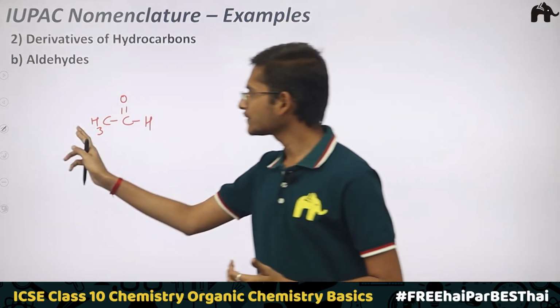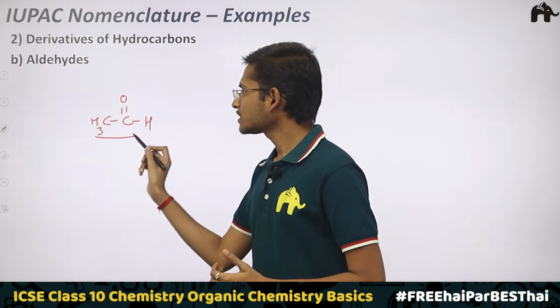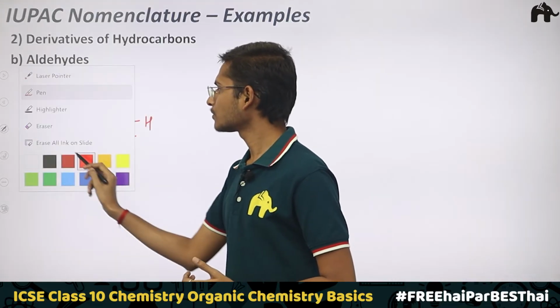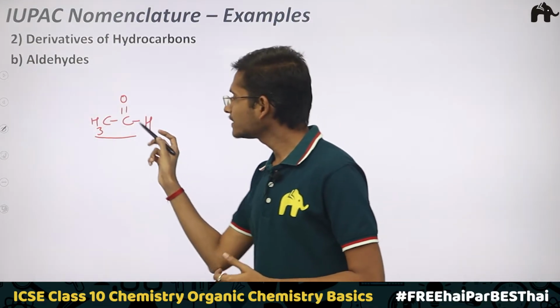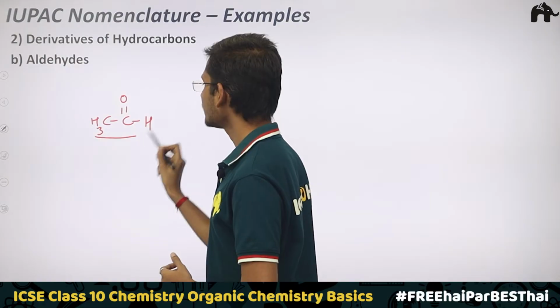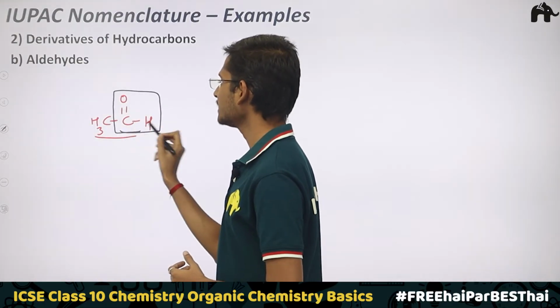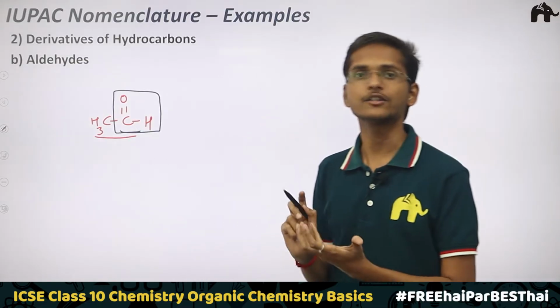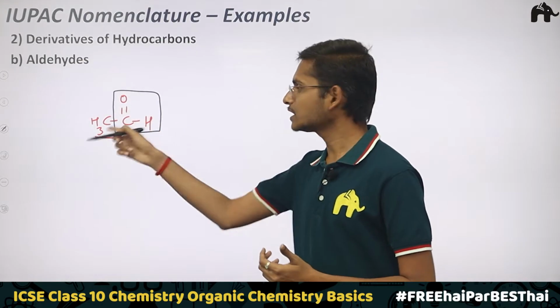So here also, the same way, I have taken a very simple example. The longest carbon chain is CC, 2 carbon atoms simply, and here we can see that a C double bond OH group is present, right? And this CHO group is called an aldehyde group, right? But still we consider the carbon atom here in the chain.